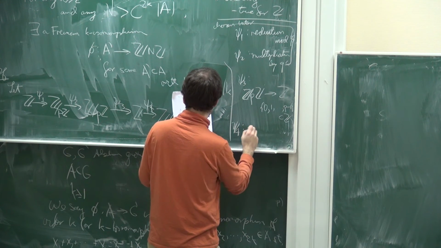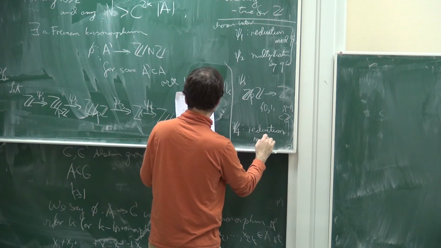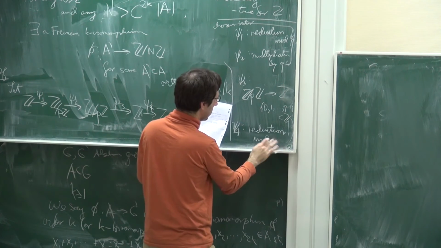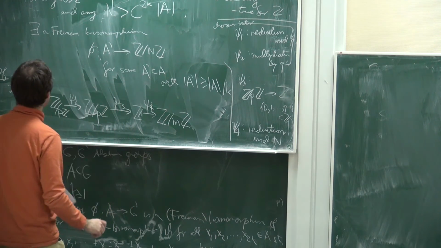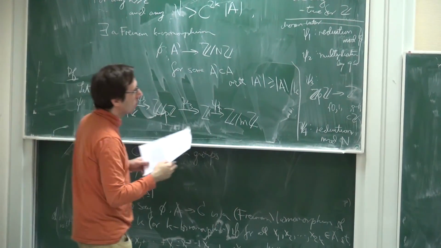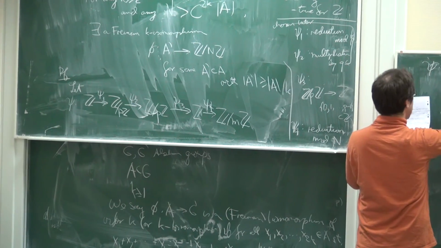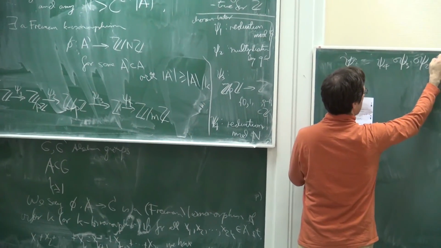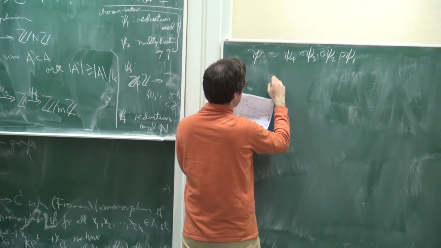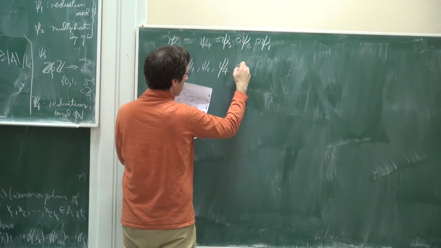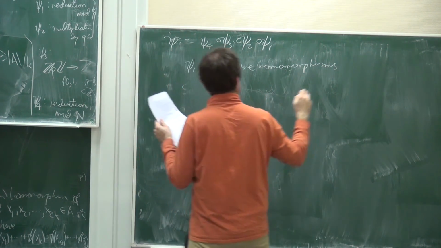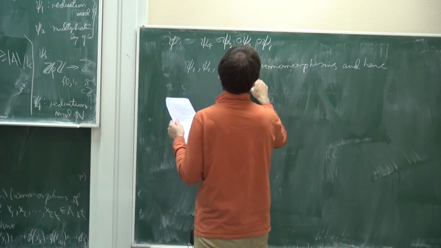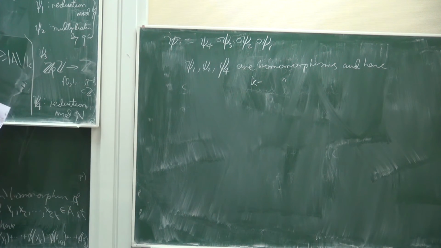And psi 4 is a reduction mod p. No, mod N, sorry. N. And we define, so these are maps psi. So psi is defined to be, of course, psi 4 composed with the others. Very well. And hence they are in particular homomorphisms. So all of these are homomorphisms, all the maps except for our phony friend.